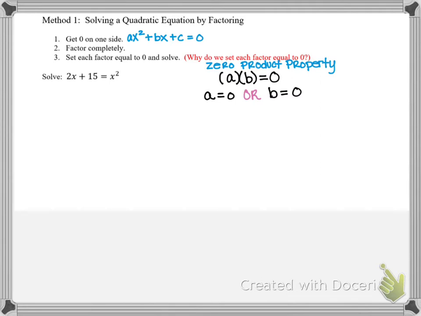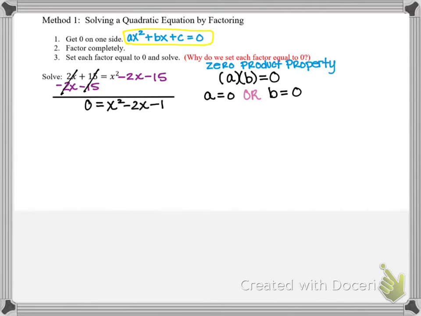So let's start by getting the equation in standard form. I want it to look like ax squared plus bx plus c equals 0. So I need to subtract 2x from both sides of the equation, and I also need to subtract 15 from both sides of the equation. After I do that, I will have 0 on the left side of my equation and the trinomial x squared minus 2x minus 15 on the right side. That is step 1 completed. I got 0 on one side of my equation.